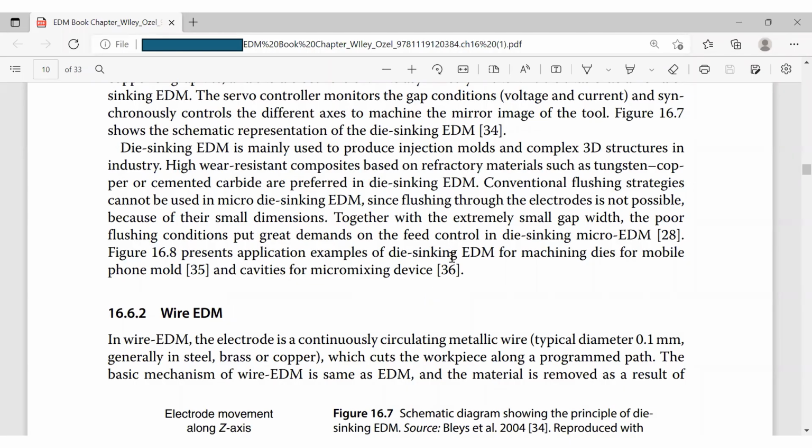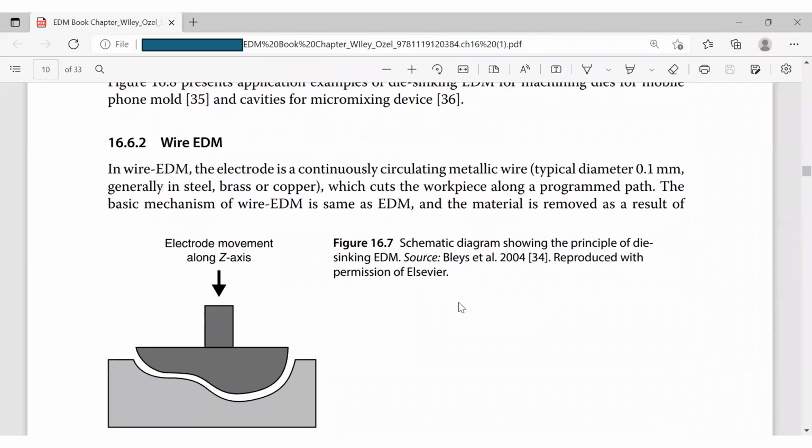Die-sinking EDM is very important, the EDM machine. The second one is wire EDM. The wire EDM, as the name suggests, uses a wire as the electrode, continuously circulating the metallic wire. The typical diameter is 0.1 mm, and usually they are steel, brass, or copper. They are used as an electrode, which cuts the workpiece along a programmed path. You need a program. The basic mechanism of wire EDM is the same as EDM.